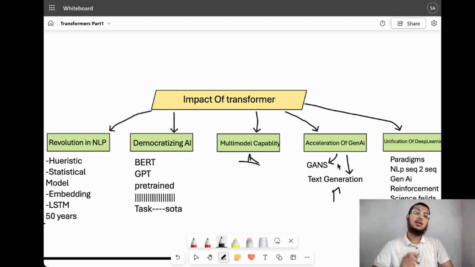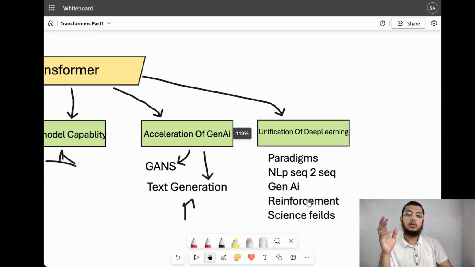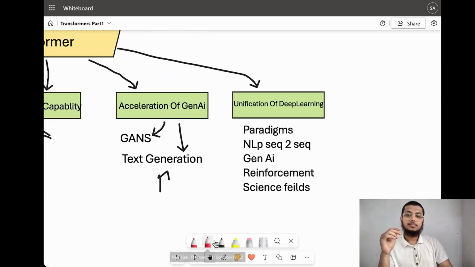It has become a very important field, and today if you are going to apply for a data science position or a job, then there is a good chance that you will be expected to have some idea about the tools and techniques of transformers. So this is, in my opinion, the fourth biggest impact point of transformers, and the last impact of transformers would be the unification of deep learning. We are going to discuss this topic now.